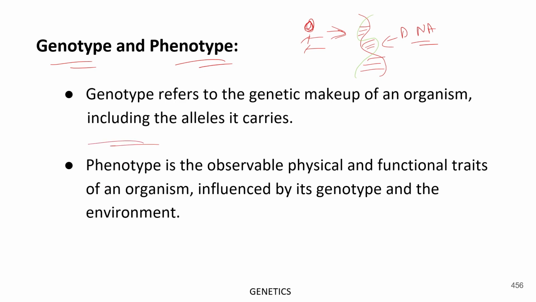Got it? The second one is the phenotype. Because of this genetic information, how the physical appearance of that organism will be is known as the phenotype. Just take an example, A plus B. It is tall, it is dwarf. So this is the genetic coding.